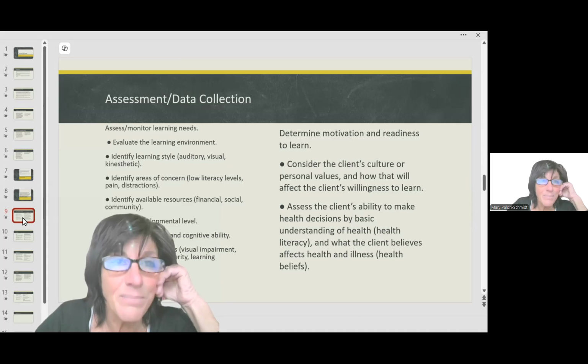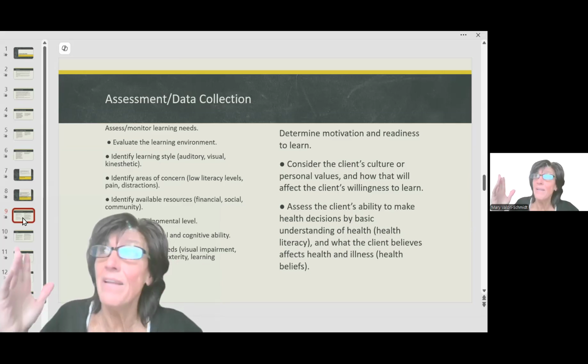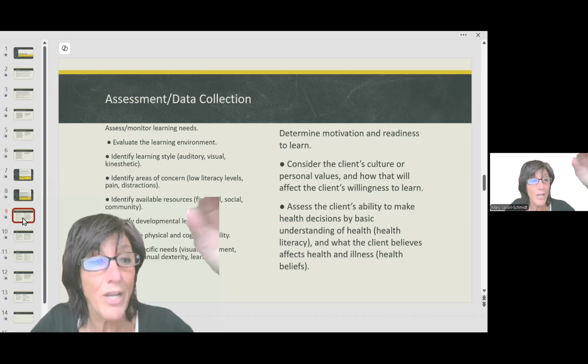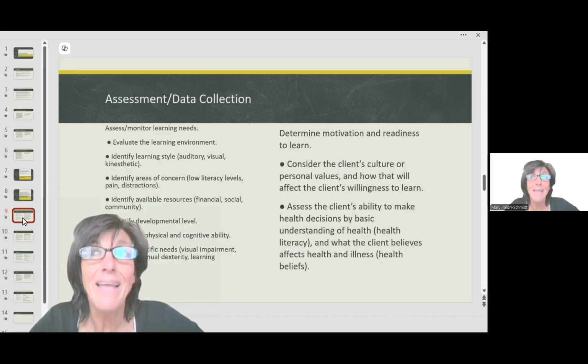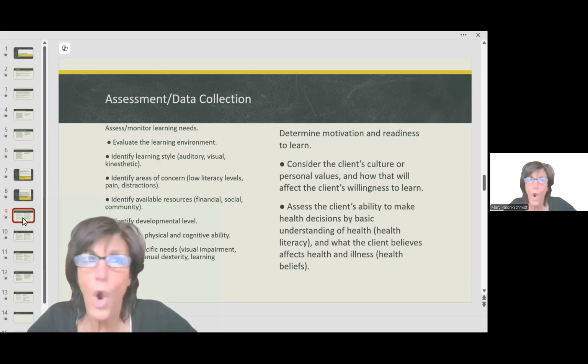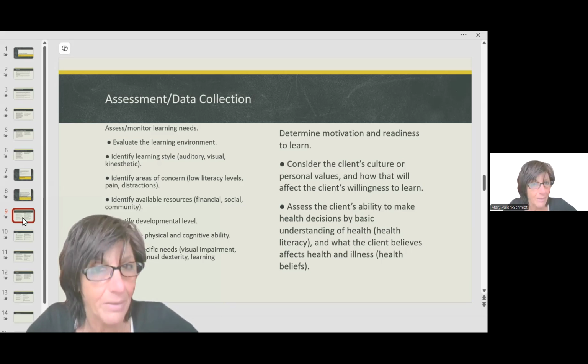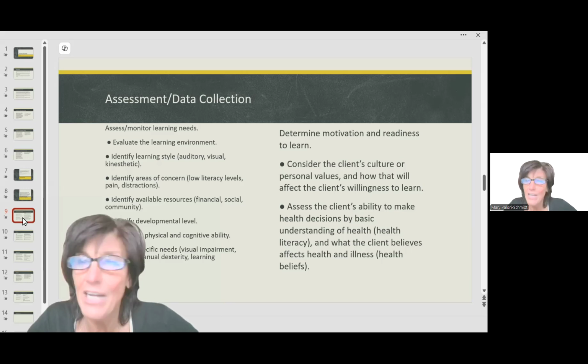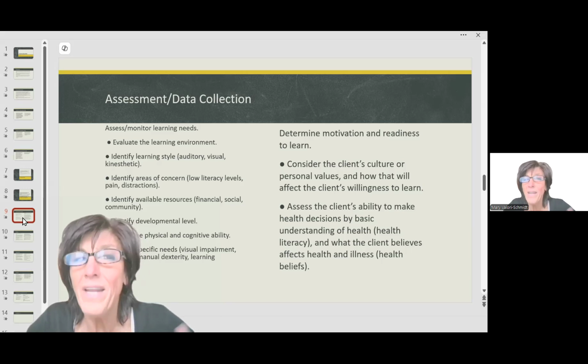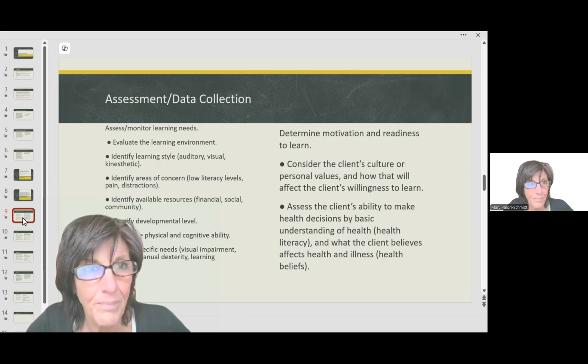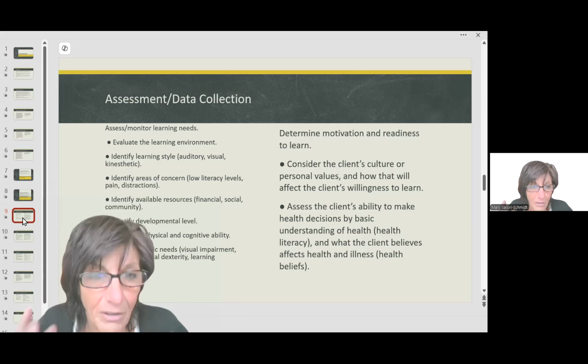So, assessment, data collection, evaluate the environment, identify the learning style of the learner, identify concerning areas, things like low literacy levels. Are they in pain? Are they distracted? What are your resources, financial, social, community? What is the learner's developmental level? What's their physical or cognitive ability?